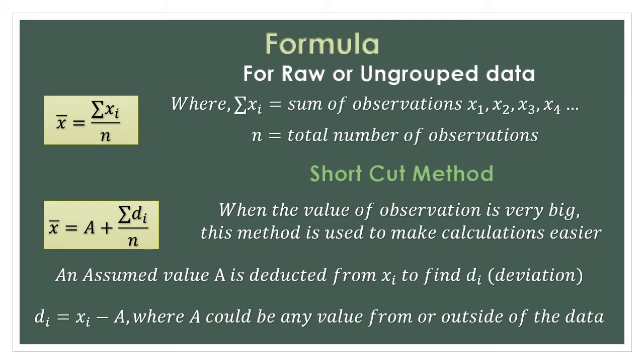Okay, so I hope you guys are getting my point here, that whenever we are calculating by the shortcut method, we deduct a certain value a from all the observations to reduce the values, and then at the end in the formula we again add that value in the answer. So we deduct a from the observations, and in the formula we add a to summation di upon n. Let's do some sums to understand this.